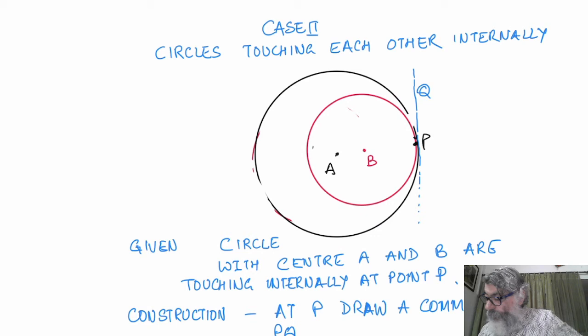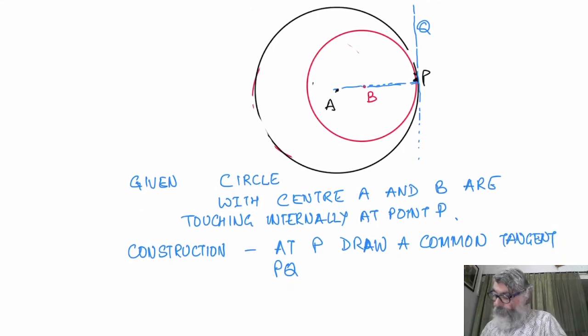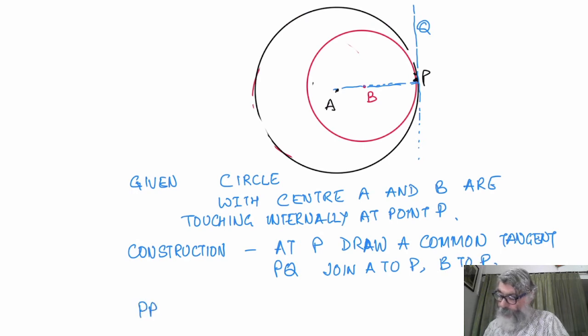Join B to P and A to P. Join A to P and B to P. Now proof. Proof is exactly the same as we did in the previous theorem.